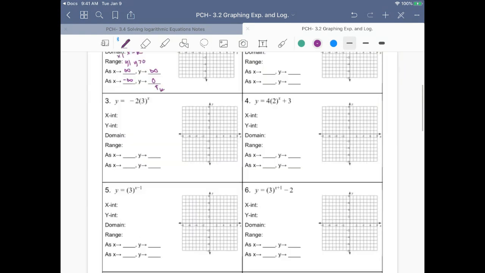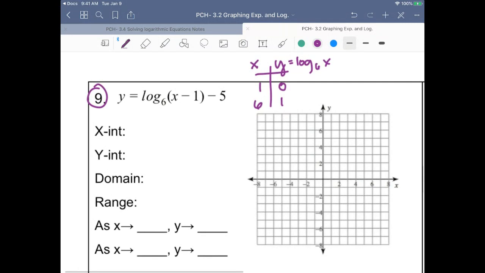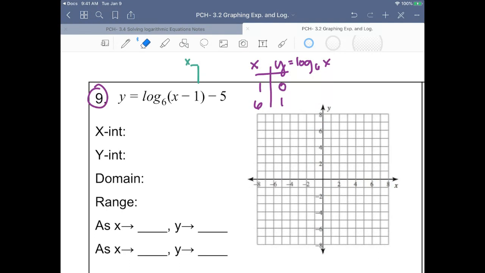All right, we're going to look at logs next. So the first log graph, I start with my mother function, so log base 6 of x. And if you're having a hard time doing logs, what you can do is set up an exponential function. So y is equal to 6 to the x. And then just plug in your points that way. So 6 to the 0 power is 1, 6 to the first power is 6. And then since these are inverses, we switch the x and the y's.